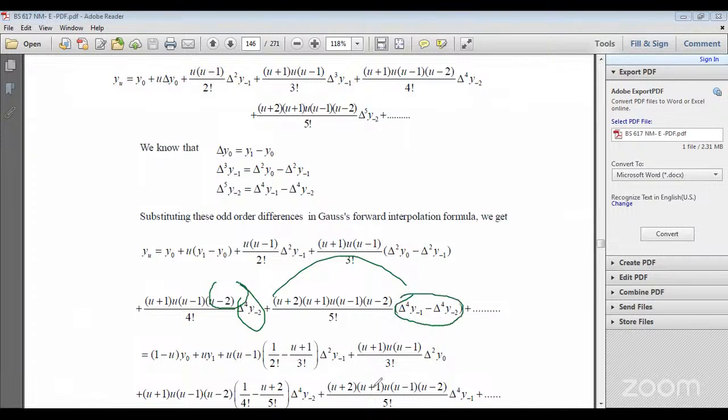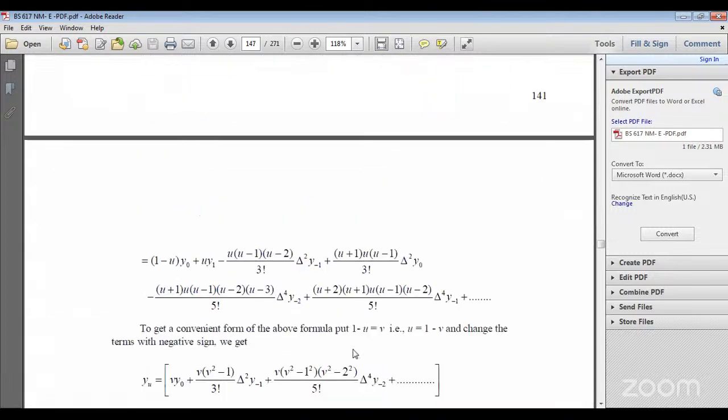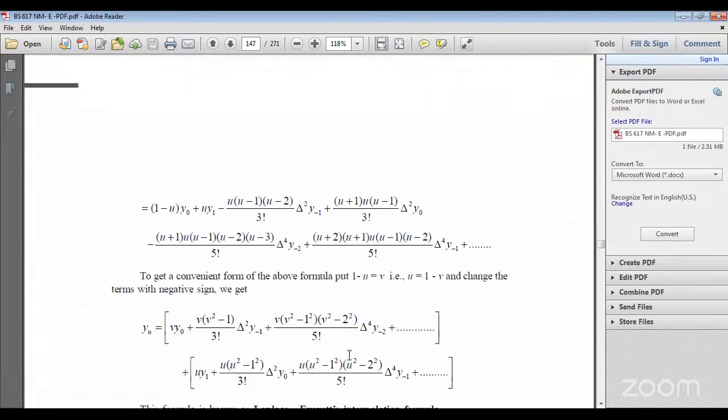So in place of that and so on we are taking here 1 minus u, and we are simplifying here: (1 minus u) y0, u(u minus 1) by 2 factorial, (u plus 1) by 3 factorial del square y minus 1, (u plus 1) u(u minus 1) by 3 factorial del square y0, (u plus 1) u(u minus 1)(u minus 2) by 4 factorial, minus u(u plus 2) by 5 factorial del power 4 y minus 2, (u plus 2)(u plus 1) u(u minus 1)(u minus 2) by 5 factorial del power 4 y minus 1. So (1 minus u) y0, minus u(u minus 1)(u minus 2) by 3 factorial del square y minus 1, (u plus 1) u(u minus 1) by 3 factorial del square y0.